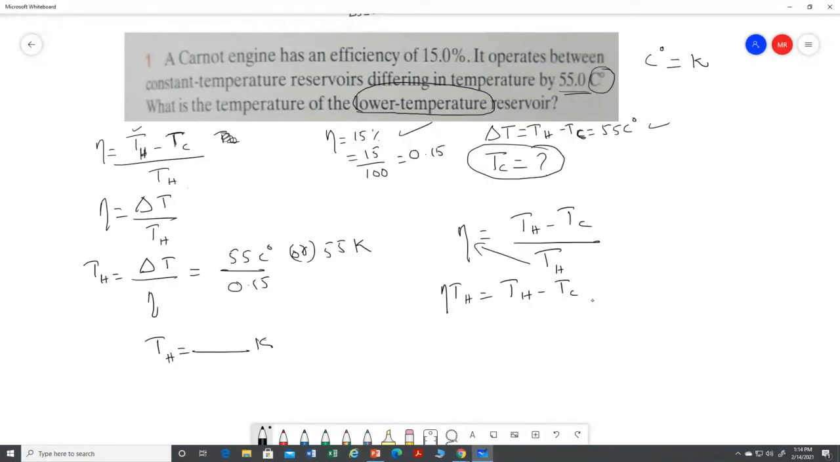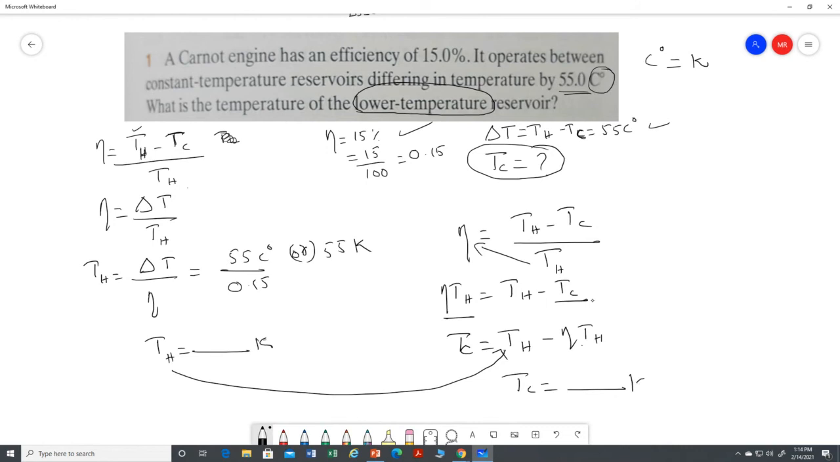Yes. So we have to find TC, so I am going to move this term to the left hand side and bring this term to the right hand side. So I will get TC equals TH minus eta multiplied by TH. Am I right? Yes, you are. Take the value of TH and substitute here. Eta value is already given in the question. You will get the answer of this cold temperature in terms of Kelvin. Understand? Yes, Doctor. Celsius degree is equal to Kelvin, but degree Celsius is not equal to Kelvin.